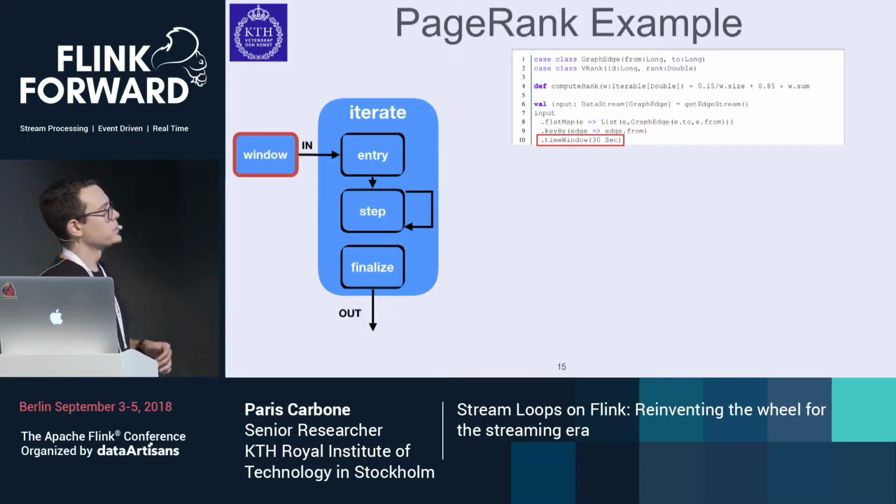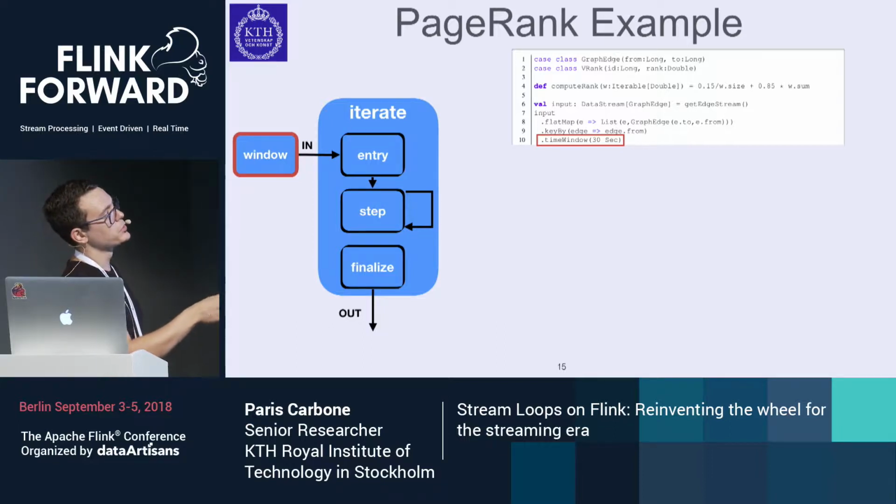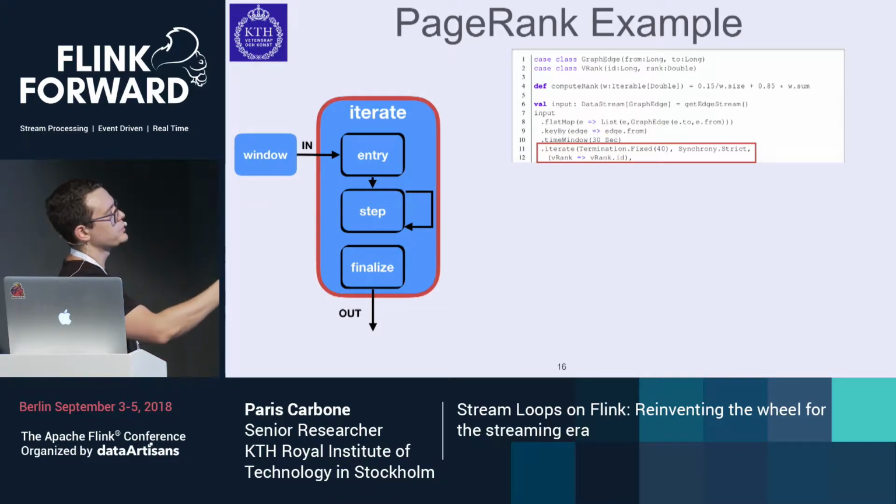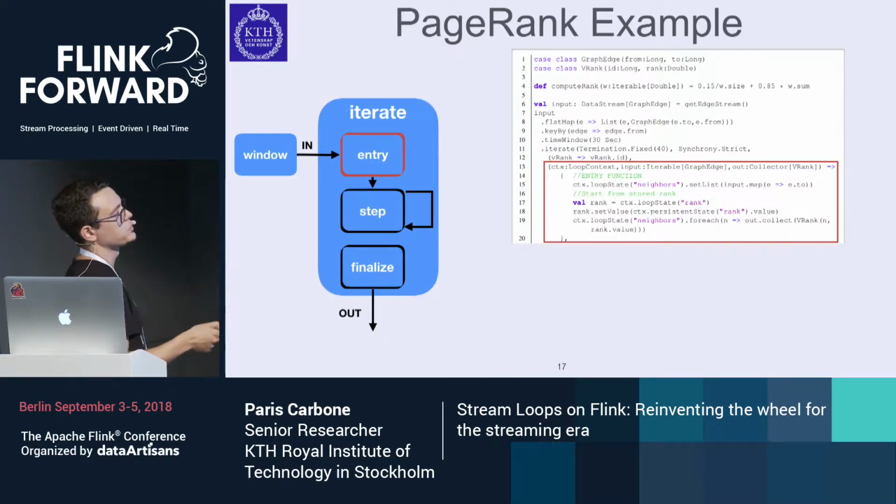I'll very briefly show an example because I don't have much time. We define a window. In this example, we have edges, a stream of edges, and we want to run PageRank. You know PageRank, it's a very simple algorithm. It's defined by this function based on the size of a vertex and a sum of the output edges. So when we define, in this example, the iteration, we want to run it, for example, in 40 parallel supersteps. We want strict synchronization.